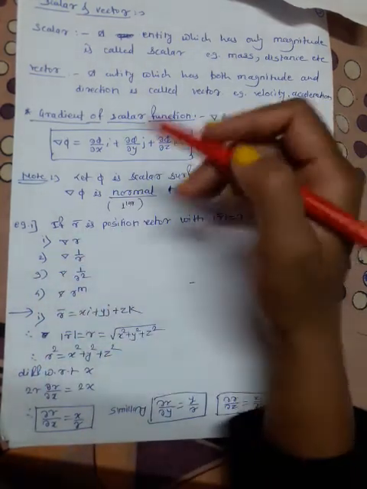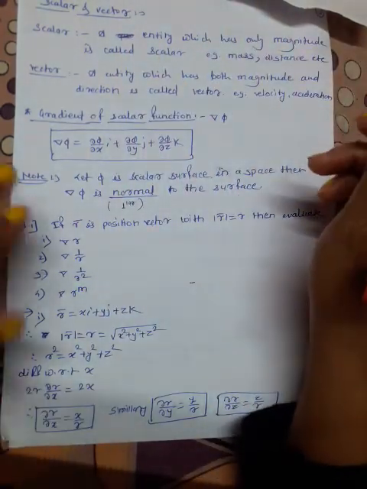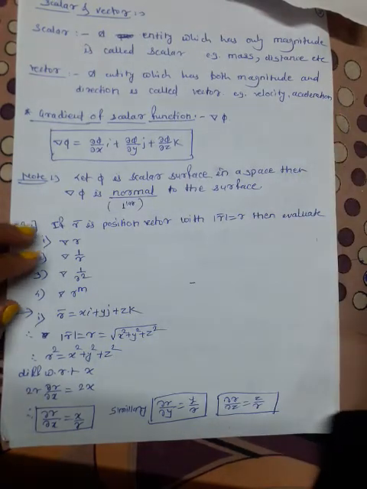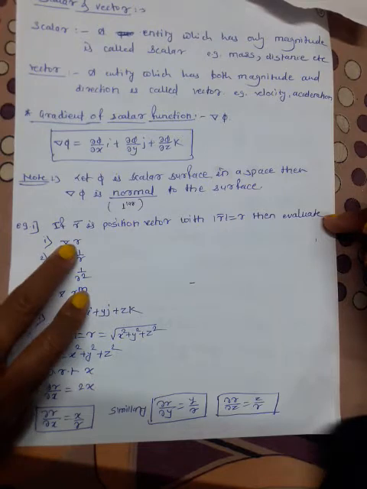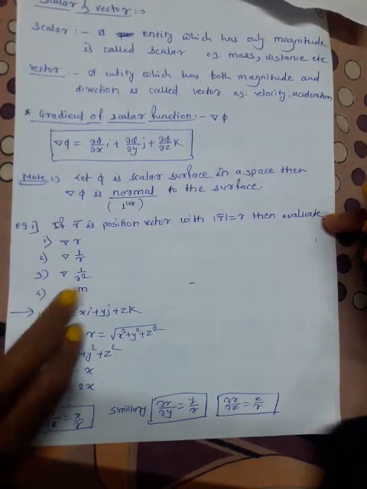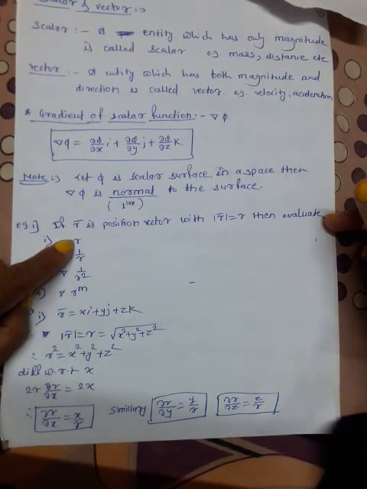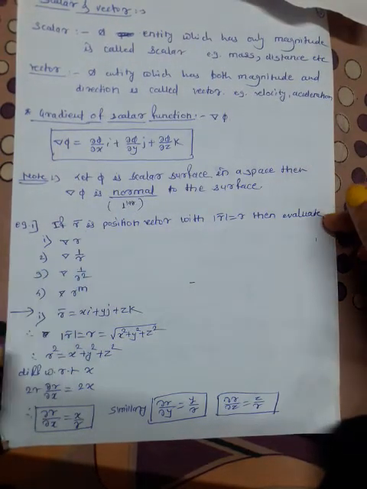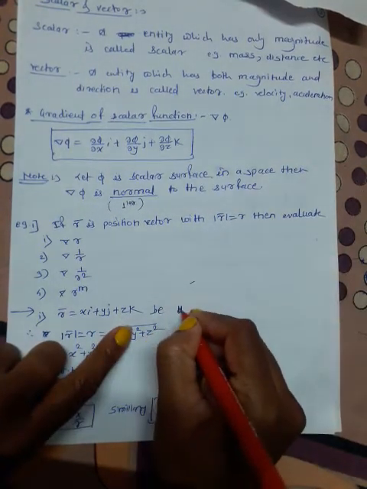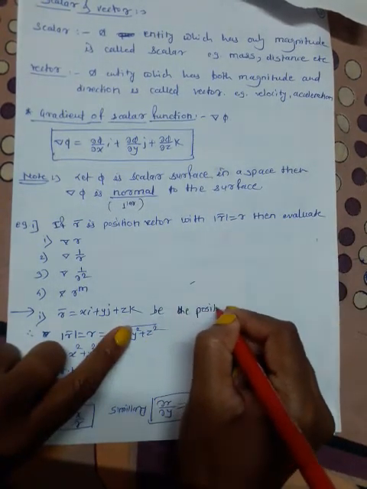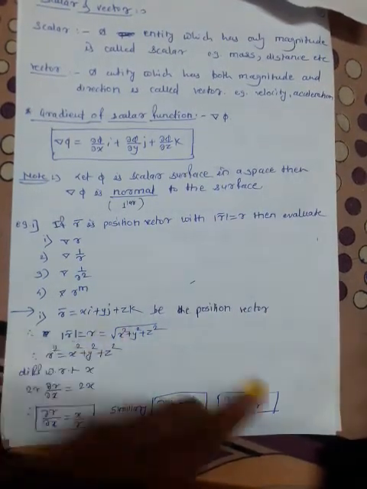R bar is a position vector. We have to remember r bar is nothing but xi plus yj plus zk in general. Okay, it is the position vector of any particle. Then we have to find out these four: del of r, del of 1 by r, del of 1 by r square, del of r raised to m. Okay, first we have to define r. R means modulus of r bar. Let r bar is equal to xi plus yj plus zk be the position vector of a particle moving in a space.